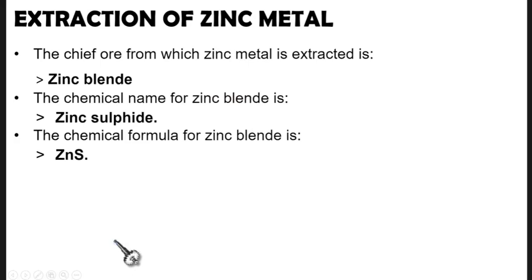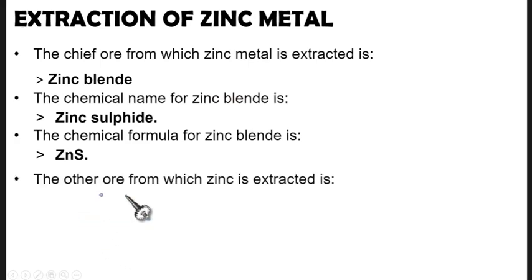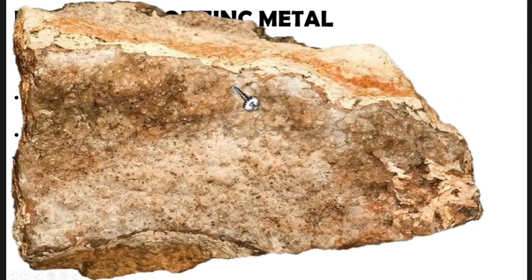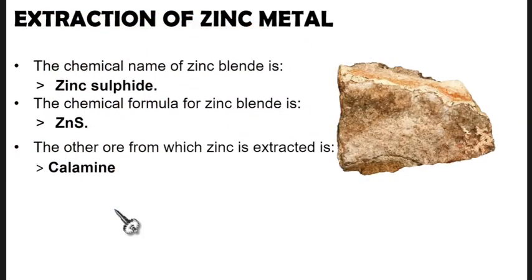Also, what you should know is that the other ore from which zinc is extracted is calamine. So zinc is extracted also from calamine if it is not extracted from zinc blende. Zinc calamine ore looks like this one here. Let me zoom in also, you'll appreciate the beauty of calamine. So this is how the calamine ore looks. Let me zoom out.